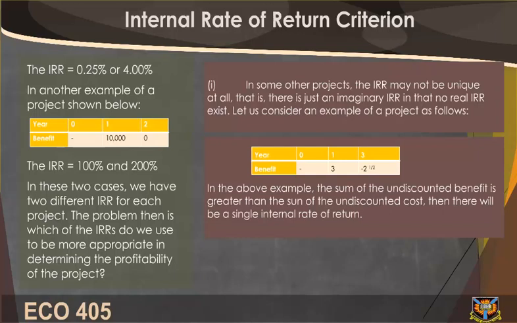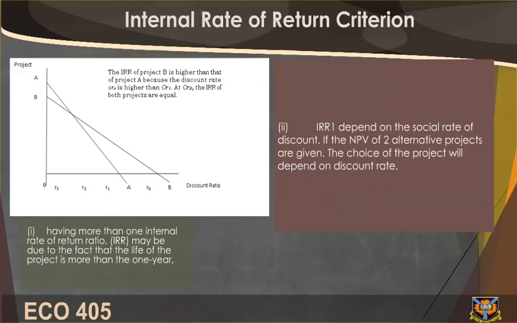Let us consider an example of a project shown below. In the above example, the sum of the undiscounted benefits is greater than the sum of the undiscounted costs. Then there will be a single internal rate of return. 1. Having more than one internal rate of return, IRR, may be due to the fact that the life of the project is more than 1 year. 2. IRR depends on the social rate of discount.